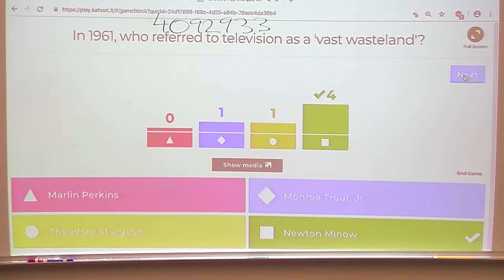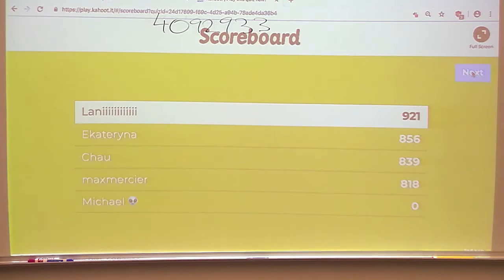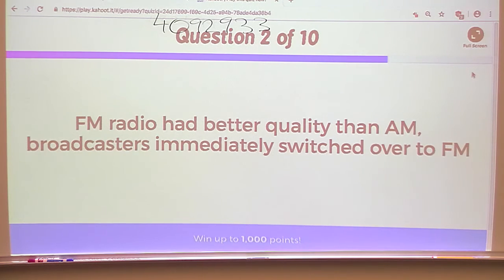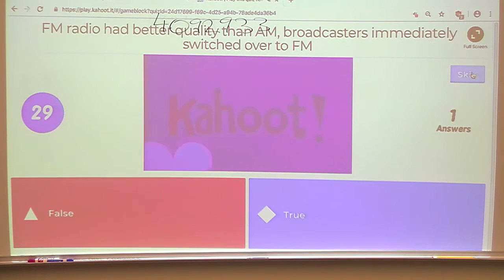Today, 4 people got it right. Newton Minow. So Newton Minow was an FCC commissioner who said television really sucks, it's a wasteland. Let's try to promote public television, give some money to the public broadcasting system so it gets better. Next: FM radio had better quality than AM. Broadcasters immediately switched over to FM.